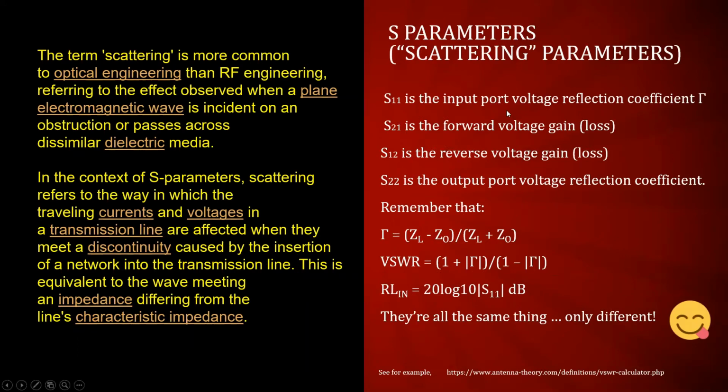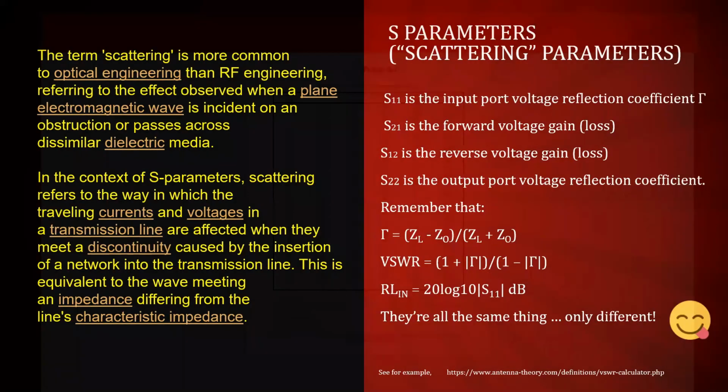S11 is the input port voltage reflection coefficient, gamma, capital letter gamma here. All right. Wow, what is that? Well, the gamma is just related to our impedance changes here. So if I can measure the impedance at the input, I can calculate gamma. And you don't have to worry about it because your VNA does it for you. Wonderful little device. That's why you paid the big bucks for it. So from gamma, you can calculate the SWR, and from S11, you can calculate the return loss. They're all the same thing, only different.